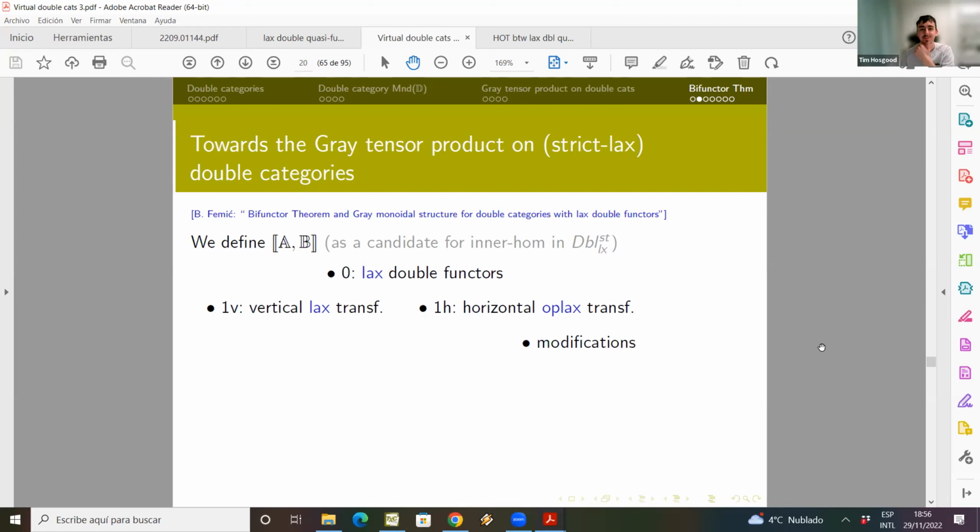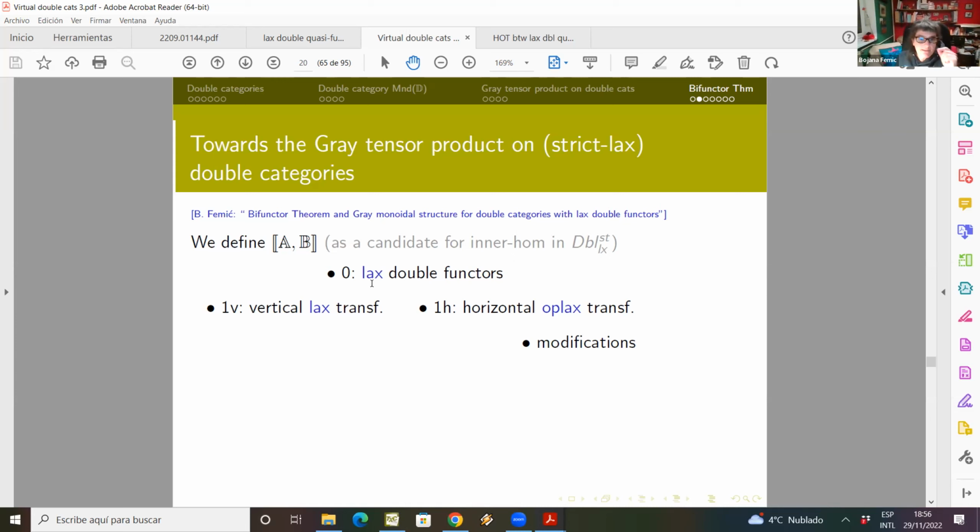Oh, yeah. I guess that I hurried because people spoke about many things before. So now I will finish before plan. Okay, so this first part is just, I was trying to build a Gray type tensor product in the variation of this category, strict double categories and lax double functors. So I start here by defining this inner home as a candidate, right? Candidate for inner home. And now I say how I do it.